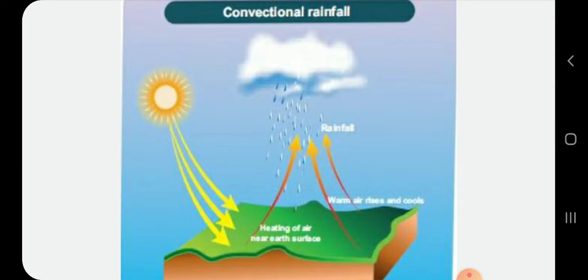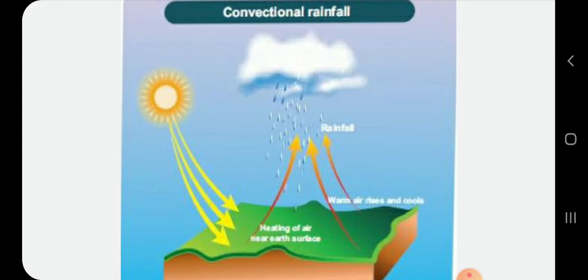Two conditions are necessary to cause convectional type of rainfall. First condition, abundant supply of moisture, and second condition, intense heating of ground surface through incoming solar radiation, means insolation. The ground surface is intensely heated due to enormous amount of heat received through solar radiation during the daytime. As a result, the air coming in contact with the warm ground surface also gets heated, becomes warm, expands, and ultimately rises upward, means ultimately moves upward.